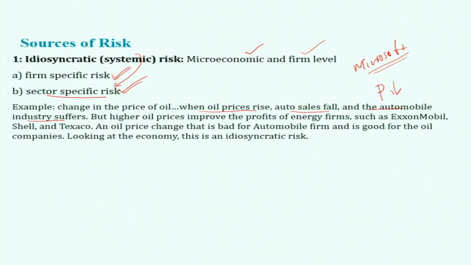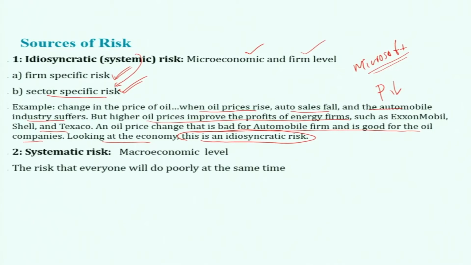However, we know that this kind of risk affects one sector badly, but the other sector, for example, when higher oil prices improve the profits of energy firms including Shell and Texaco, right? So an oil price change that is bad for an automobile firm is good for the oil company. So looking at the economy from an economic perspective, you can see that this is an idiosyncratic risk that is affecting some particular sectors of the economy.